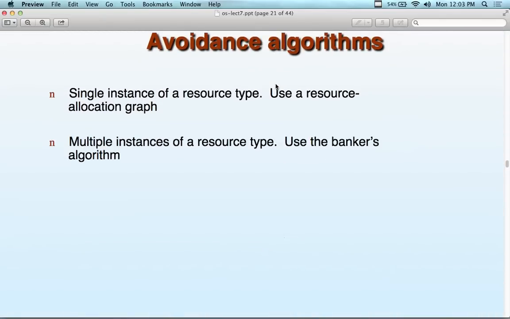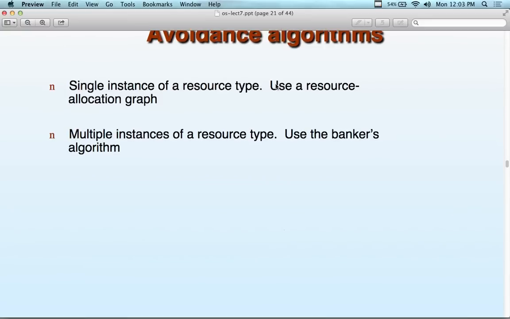So the avoidance algorithms: for a single instance of a resource type, you use a resource allocation graph perhaps to allocate out the resources. And then we have multiple instances of a resource type. We can use the banker's algorithm. The banker's algorithm checks to make sure that you're going to put something back. We actually went through the banker's algorithm as well. It keeps track of shared resource money.